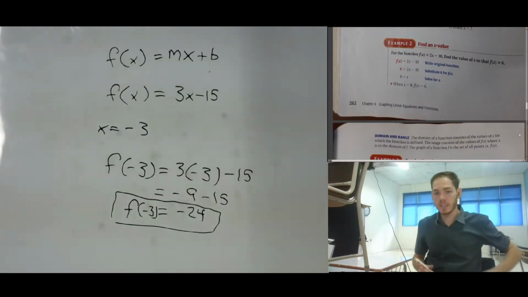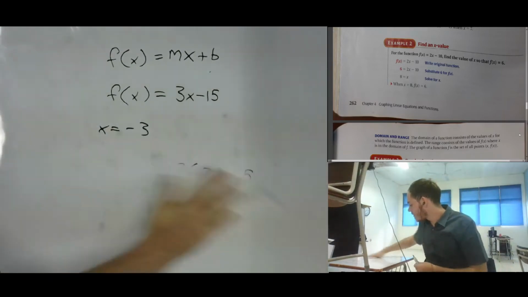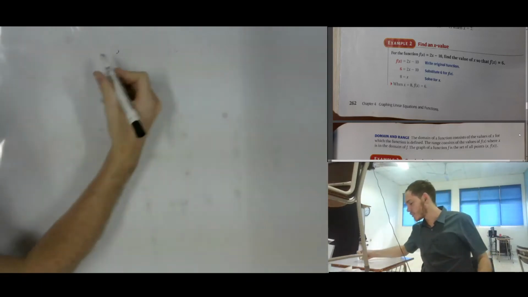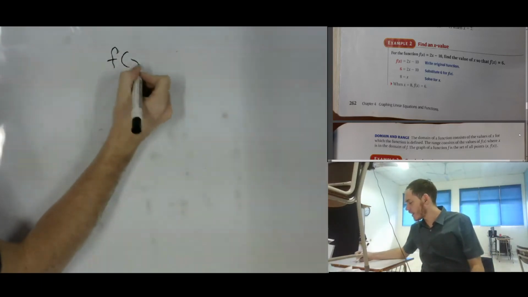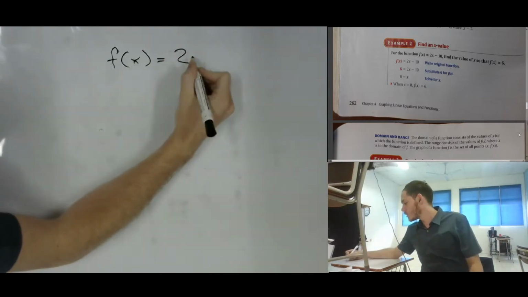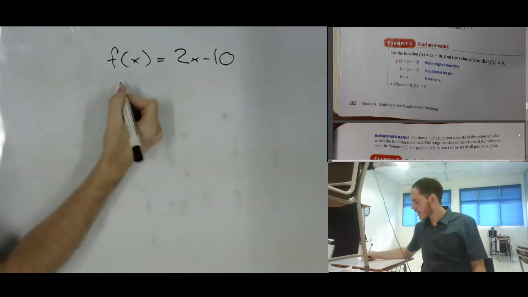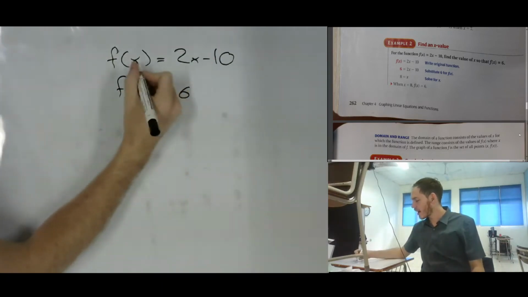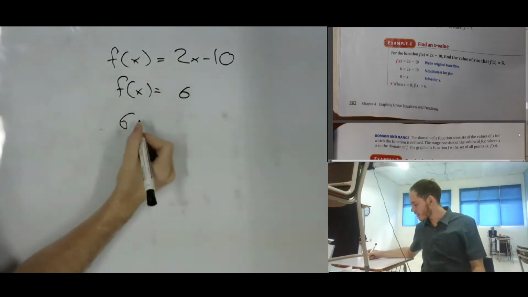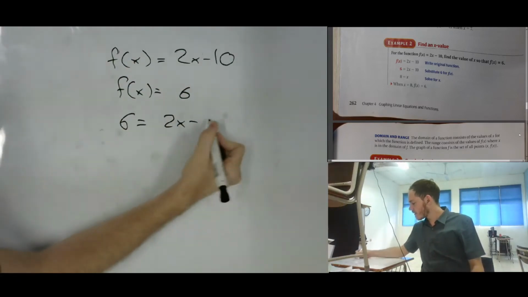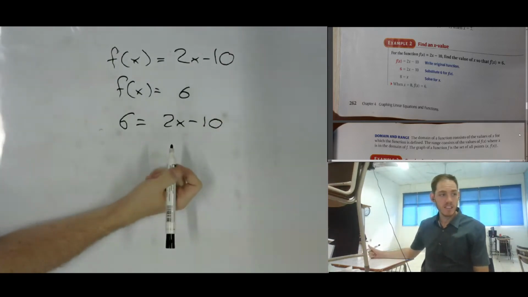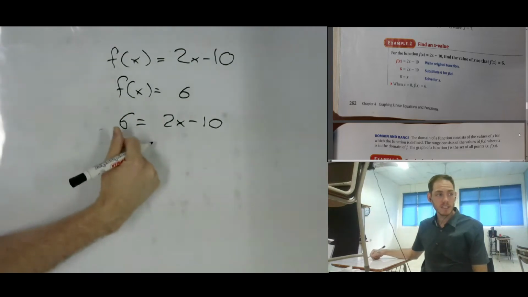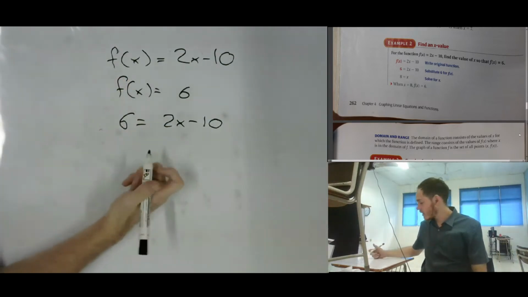Okay, similarly, if plugging in x is possible, then you could plug in what f of x equals. This is also a true statement. So if f of x equals 2x minus 10, and I say f of x equals 6, then I can plug this 6 in for f of x and solve for x. Okay, do you see that? So if f of x equals a number, I can plug it in. Okay, so I plugged in 6 for f of x. And then I solve this.